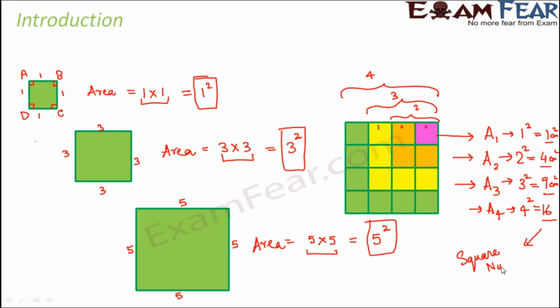Why are they called square numbers? Because we obtain these numbers by squaring some number. For example, you can get 4 by squaring 2. Similarly, you can get 9 by squaring 3, and 16 by squaring 4. So a special name has been given to all these numbers like 1, 4, 9, 16 and so on. They are called square numbers, or they are also called perfect squares. So perfect squares and square numbers are the same thing.